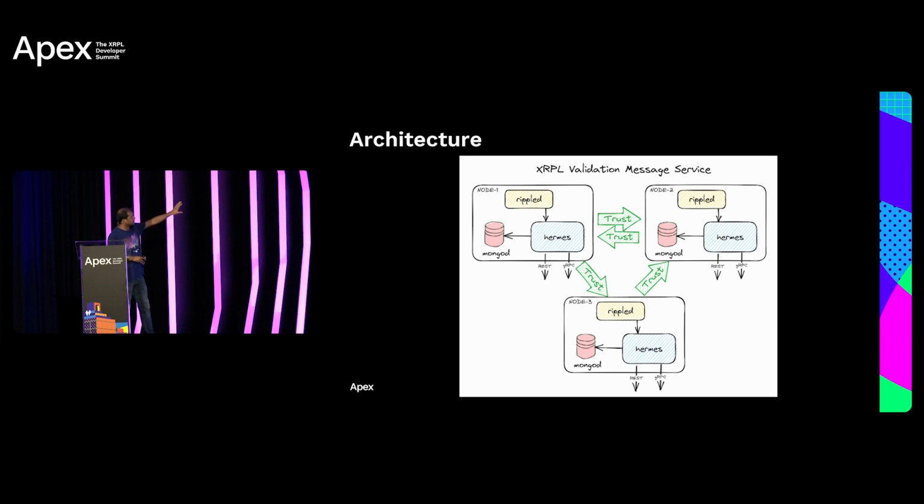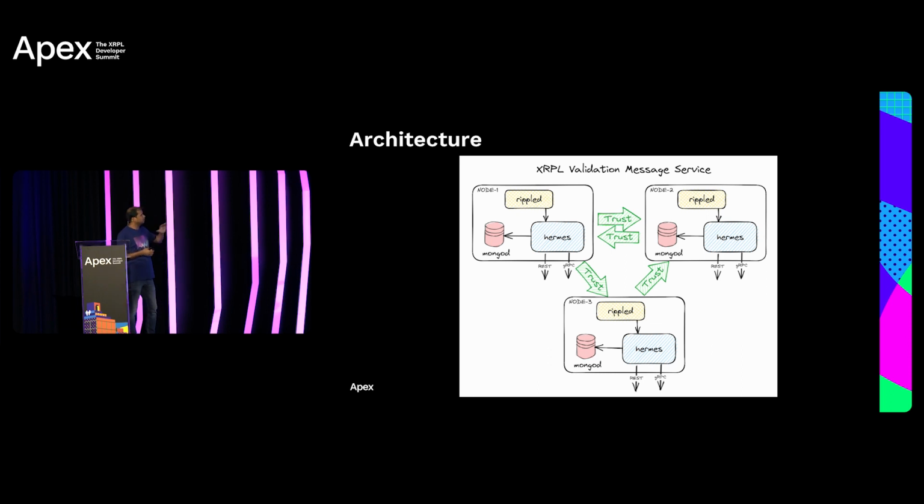Now this node 1 trusts node 2 and node 3. So periodically, and it's a configurable environment variable, it'll connect to node 2 and ask, this is the ledger range, show me all the validations that you have. And if it's missing, I will add it. If it's there, I'll just ignore it.